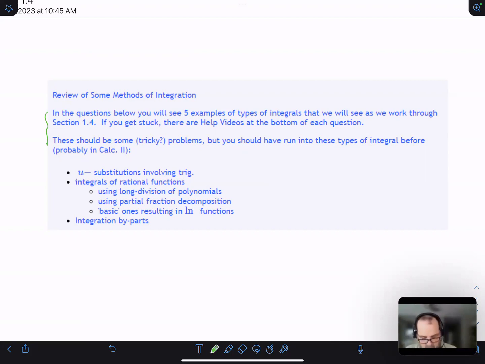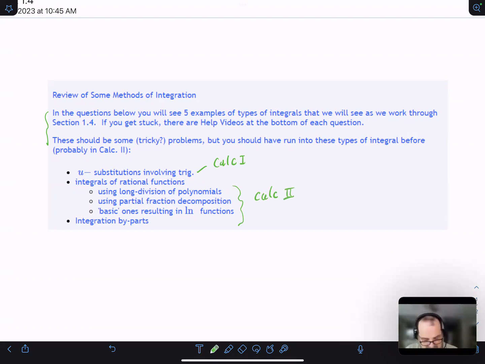So you will have learned in Calc 1 the idea of U substitutions. Again, we sometimes run into U substitution situations involving trig functions. So that's your first example. Once you have that example, the remaining techniques were probably something you would have learned in Calc 2.